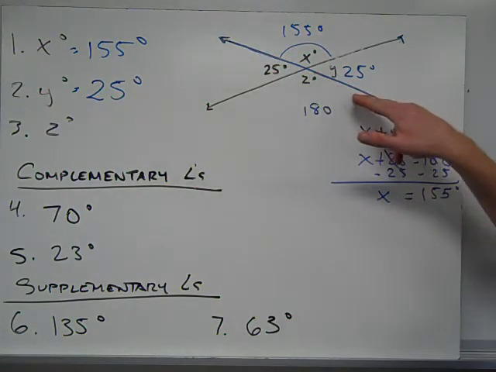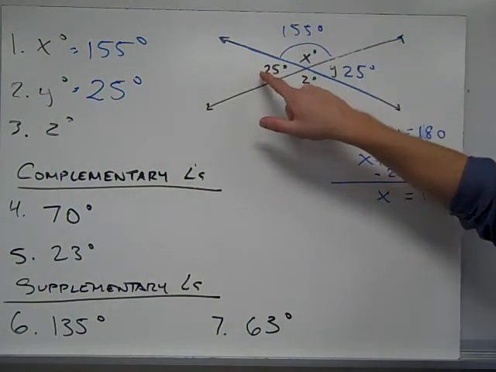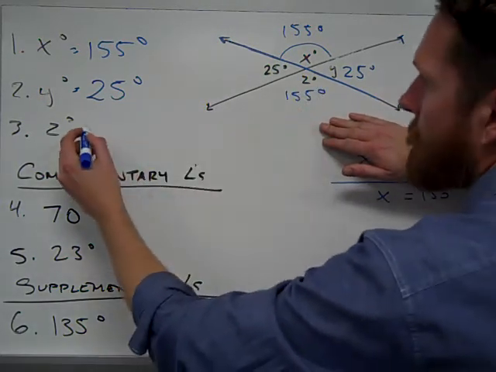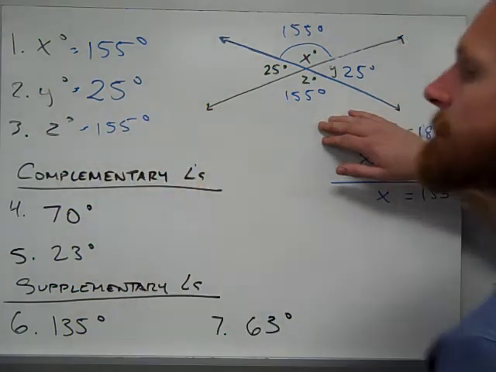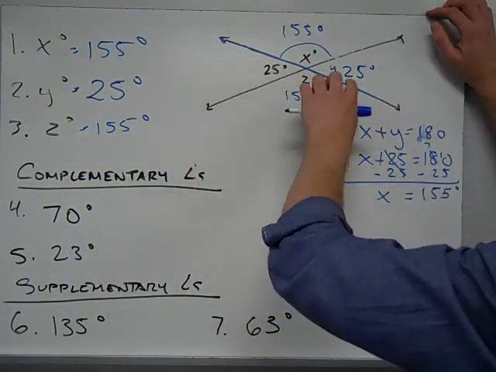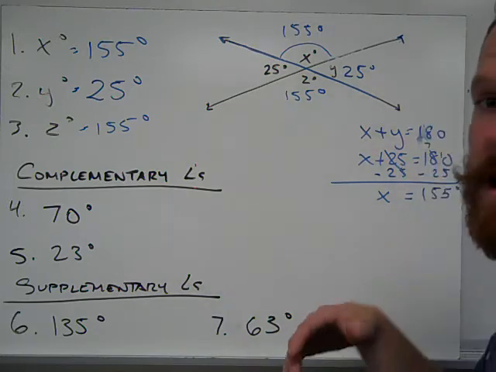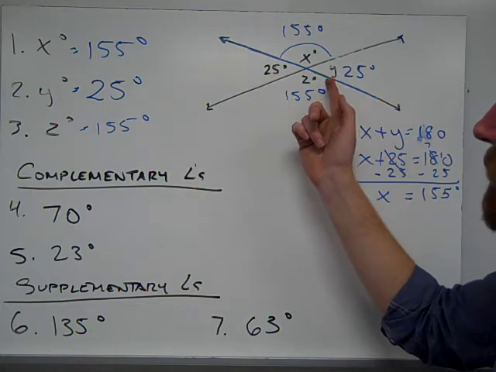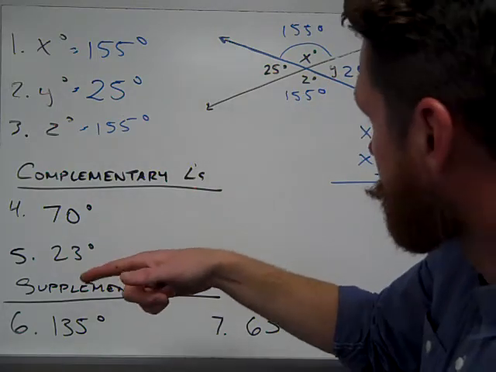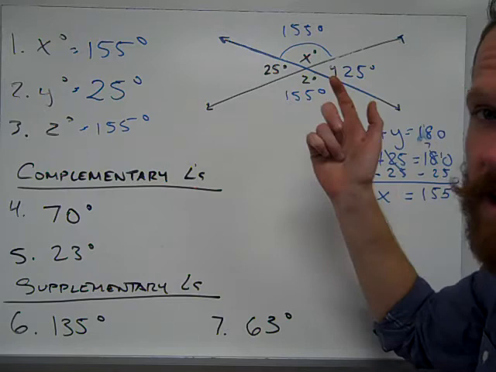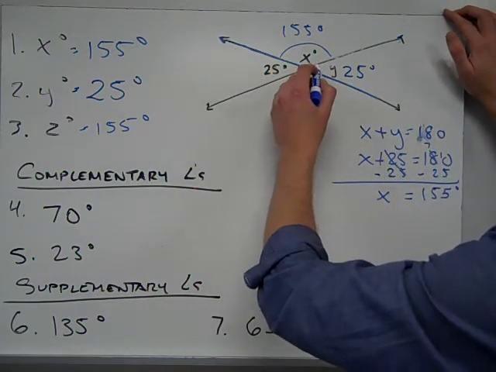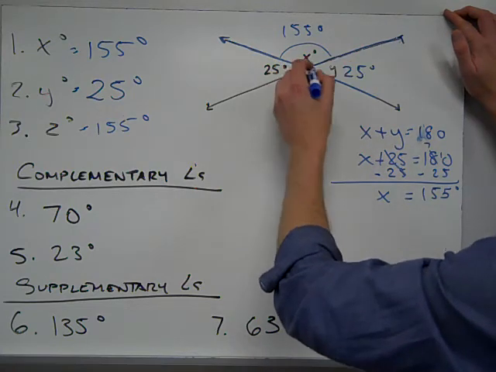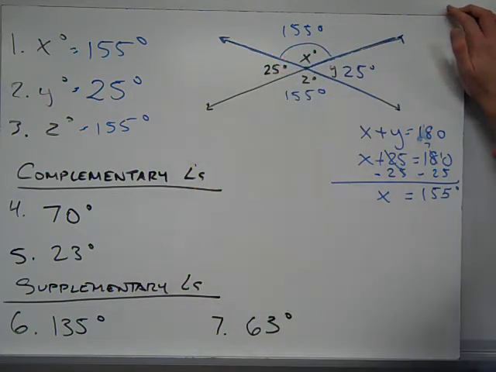Now, because this is a line as well, the same line, this is going to be 155 as well. Remember, this X and this Y are supplementary angles, two angles that add up to 180. They would also be adjacent angles because they share this vertex and this common side right here.